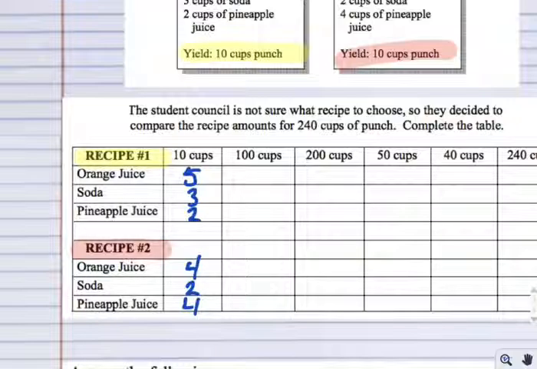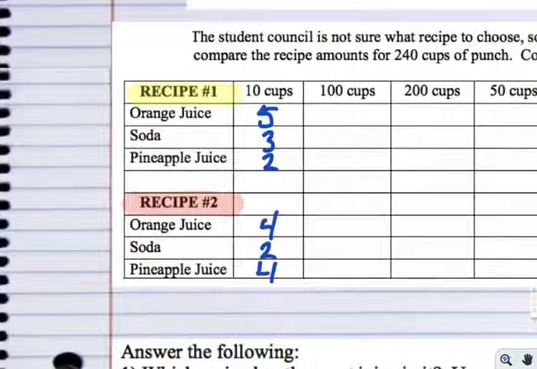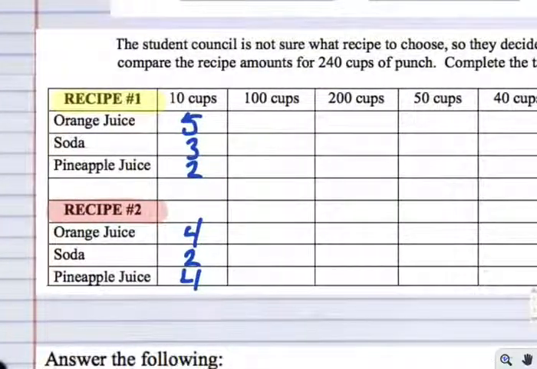So now, if I want to figure out how much of each ingredient are in 100 cups of the recipe, I'm going to go from the 10 cups to the 100 cups by multiplying by 10, right? If I start with 10 cups and I multiply by 10, then I'm going to get 100 cups. So I'm going to multiply all of those values that I have in my first column by 10. So 5 times 10 is 50, 3 times 10 is 30, 2 times 10 is 20, and so on.